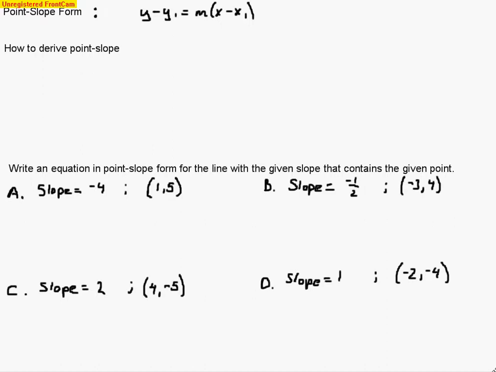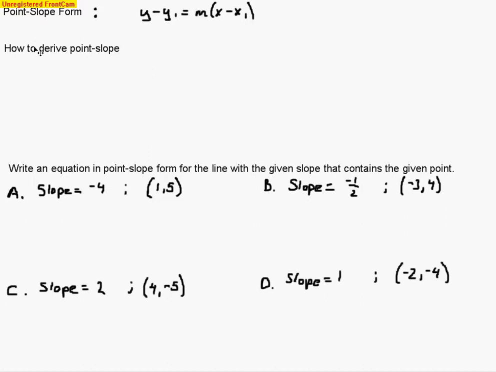So today we will be using the point-slope form to write an equation. But before we do that, we should figure out how to derive this point-slope form. The point-slope form I gave to you up here is just y minus y1 equals the slope multiplied by the difference of the two x values. So how did they come up with this? That's what derive means. We need to figure out what they did to come up with this formula.